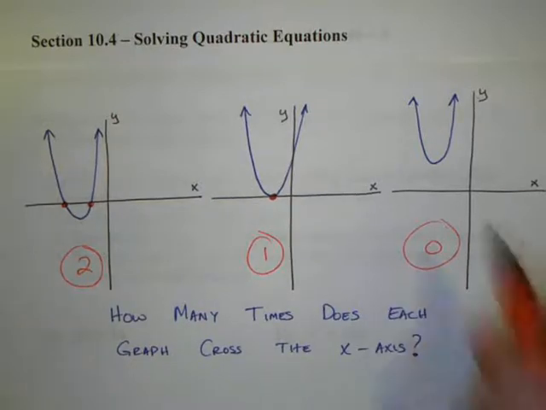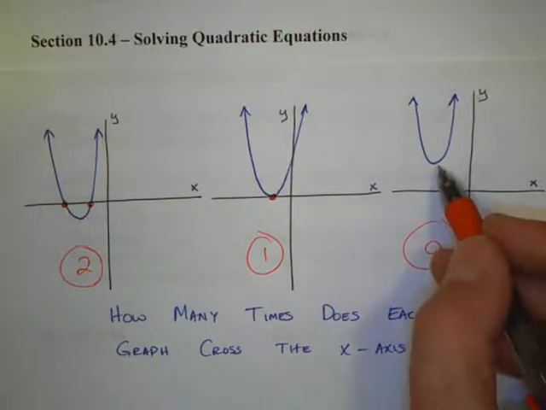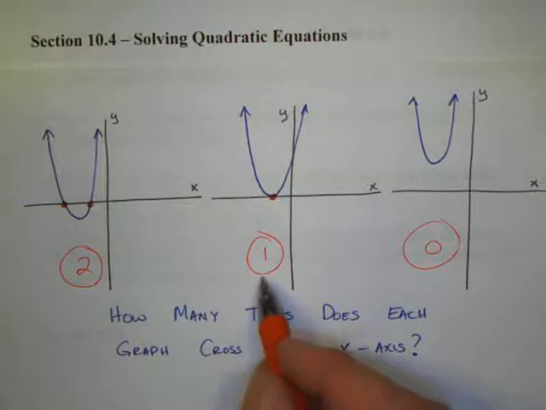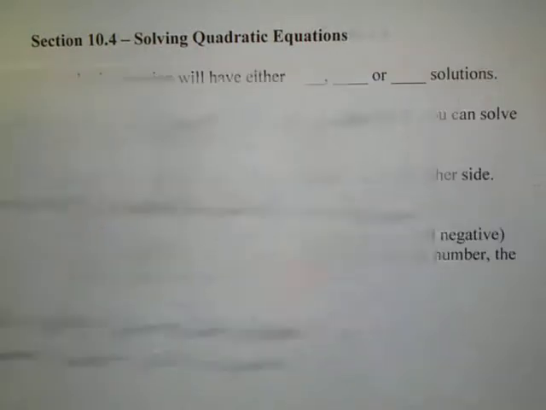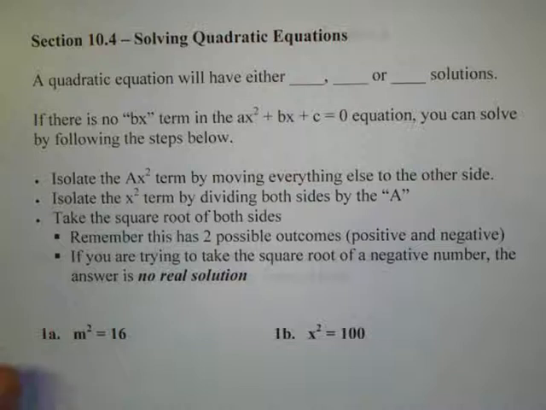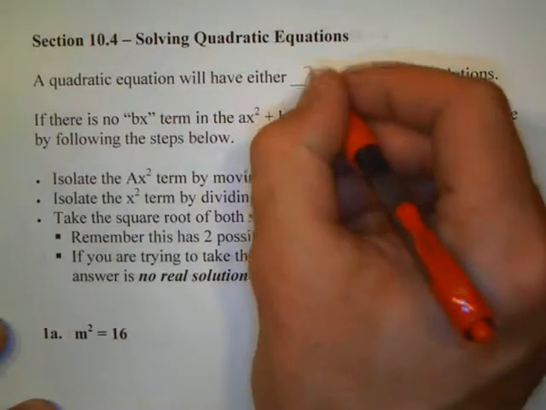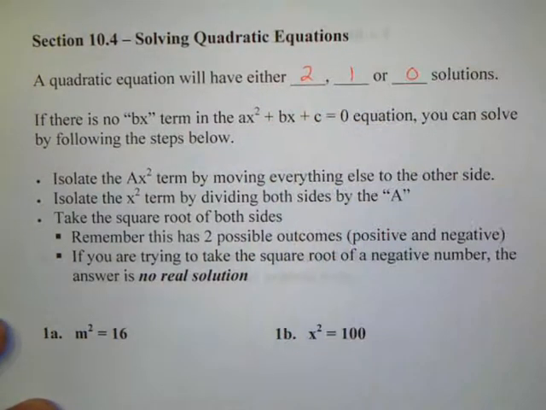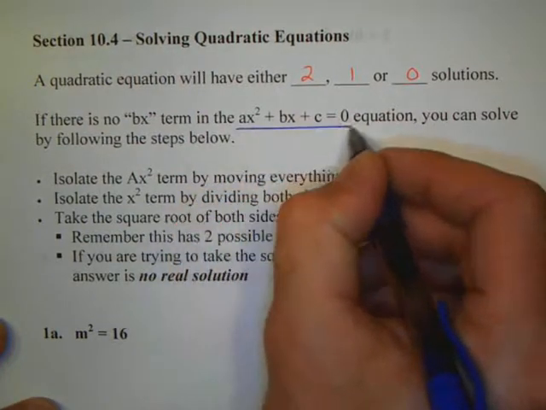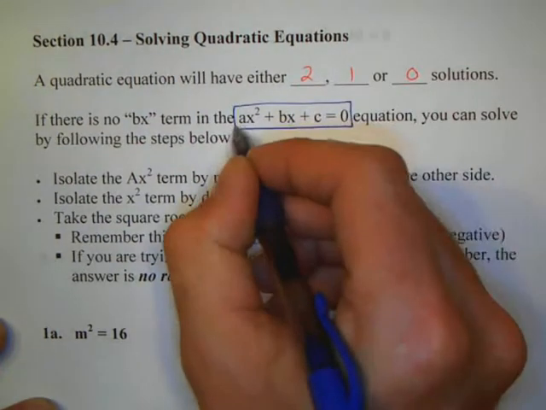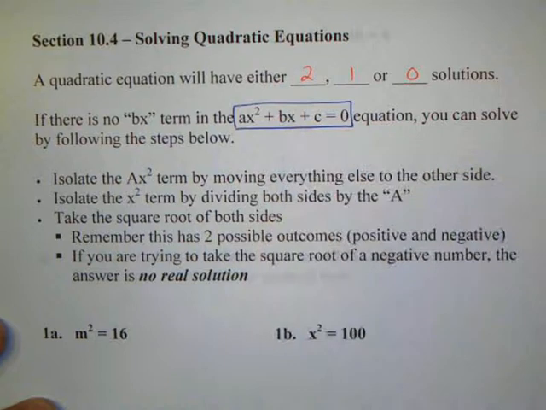Is x equal -2, x equal -3, -3.5? We're going to try to exactly find those values for each of these. Now, sometimes remember, you may not get an answer, or sometimes you may only get one answer. So, with this as a preface, let's take a look at our examples today. A quadratic equation is going to have either, as we just learned, 2, 1, or 0 solutions.